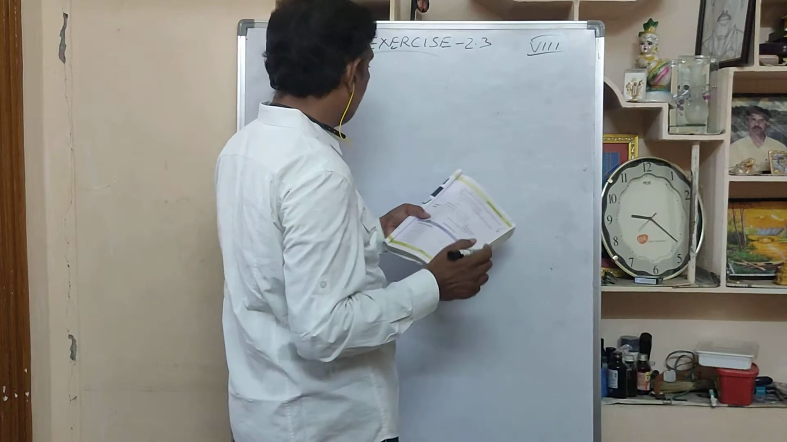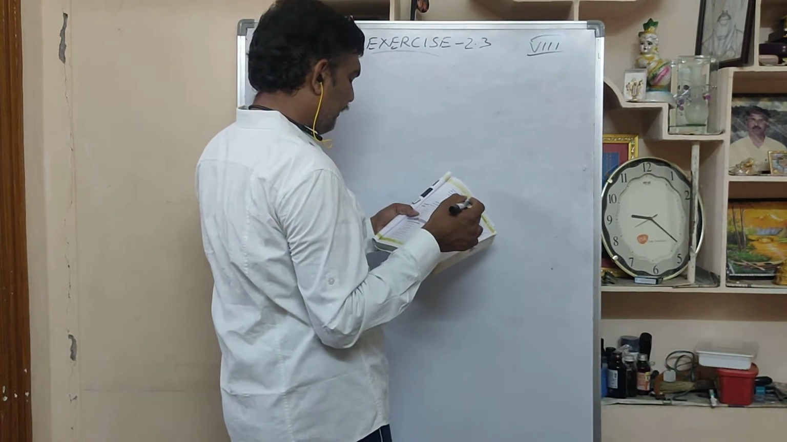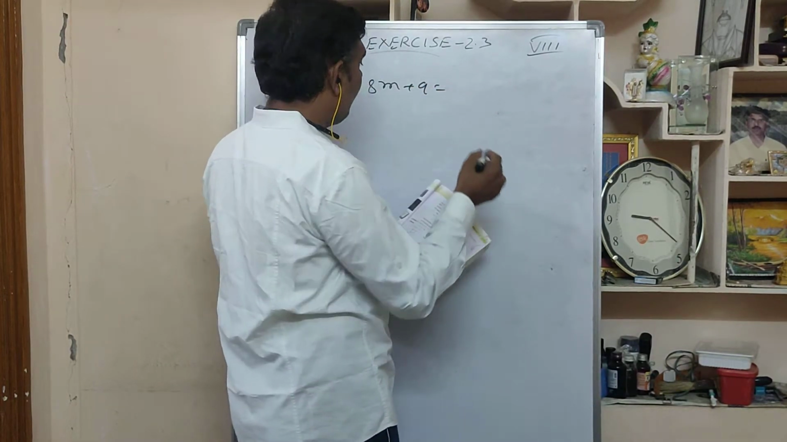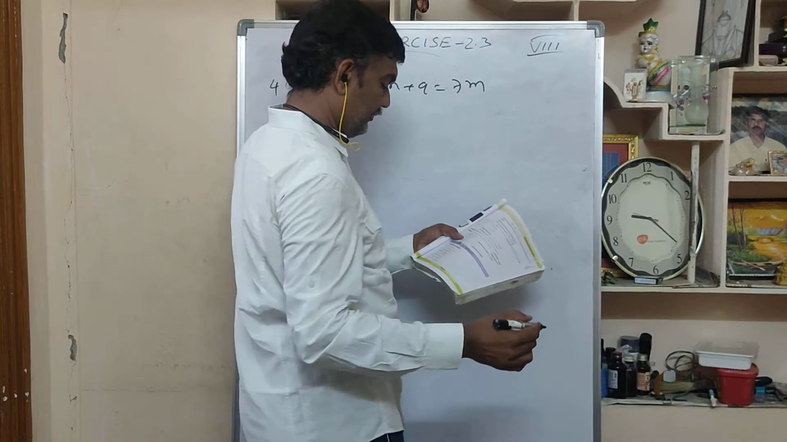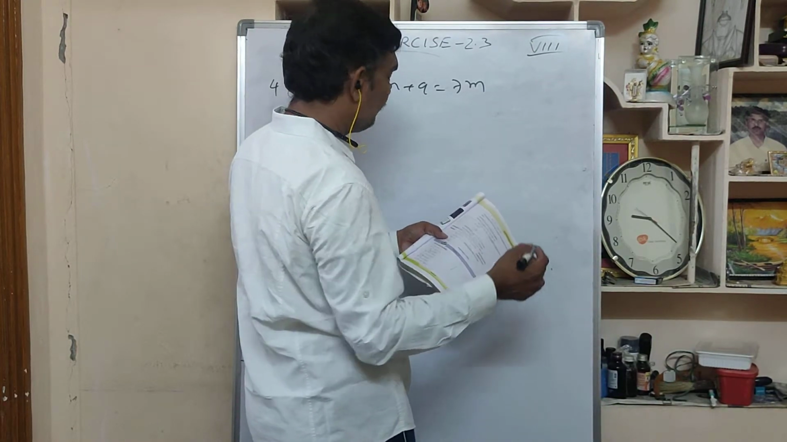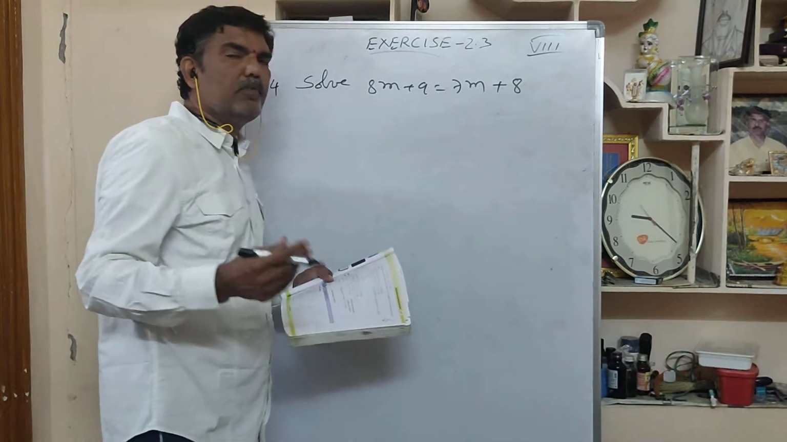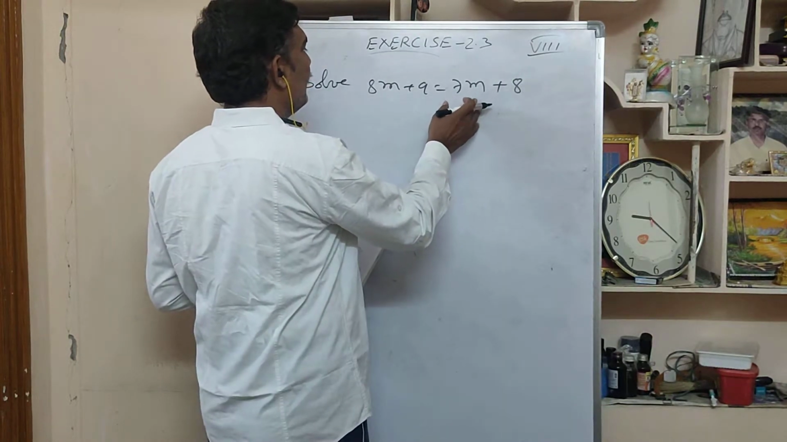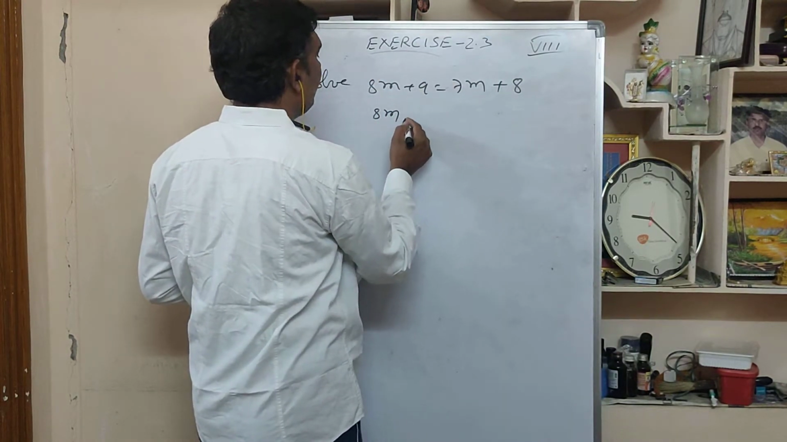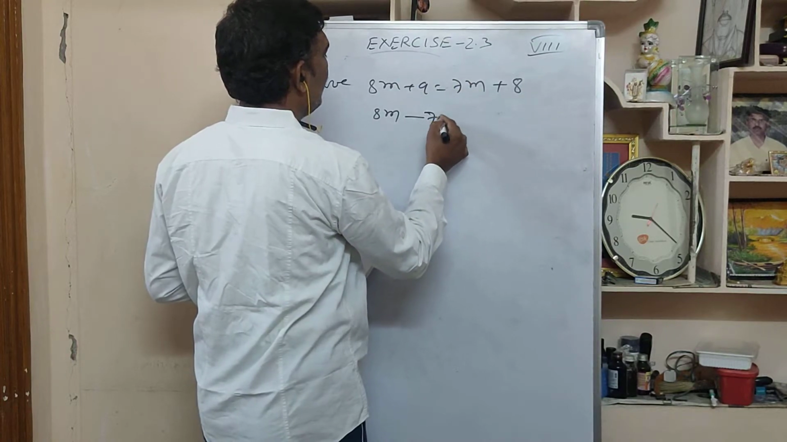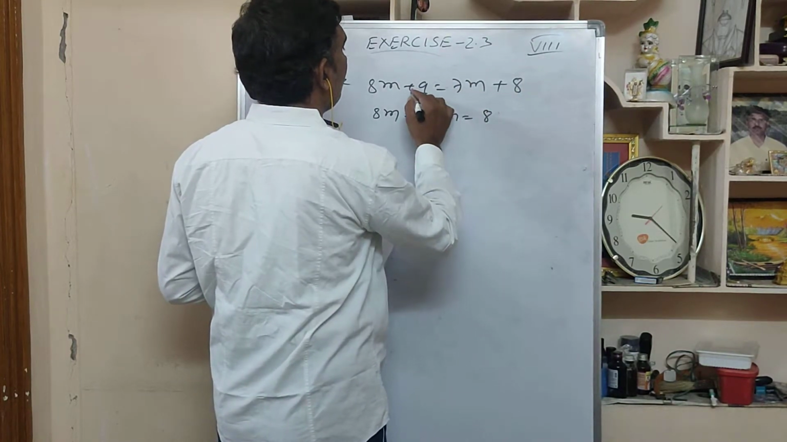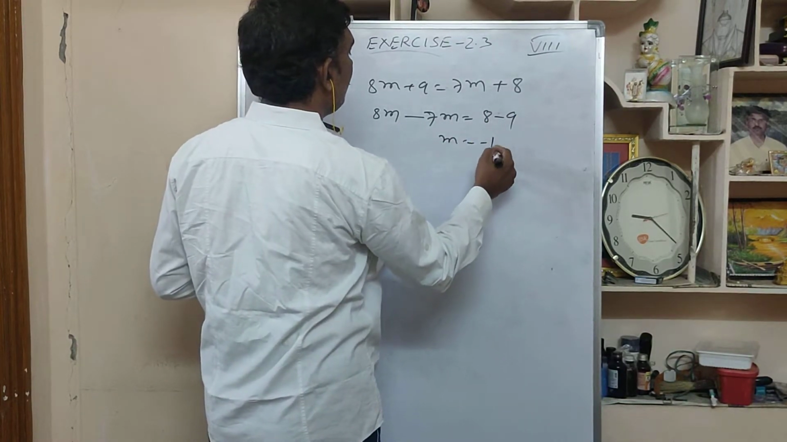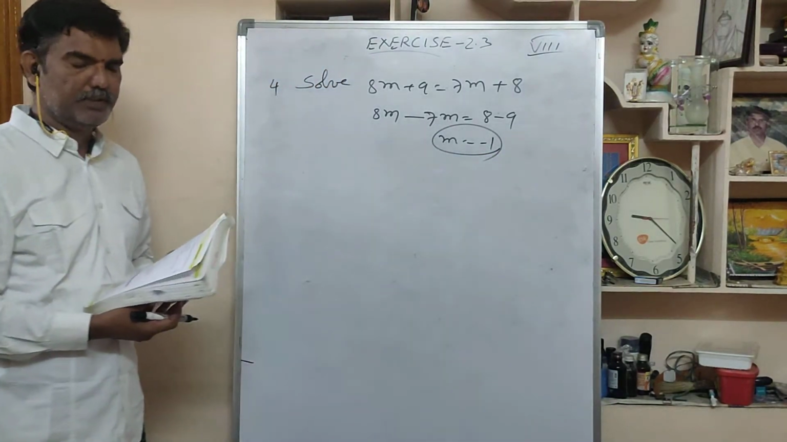Now one more question I will do, fourth question, that is: solve 8m plus 9 is equal to 7m plus 8. Same as I said to you, bring like terms to one side. 8m is there, 7m is there. Bring 7m to here. Already here is 8m, plus 7m coming to this side means minus 7m. Already here 8 plus 9, take to this side, 8 minus 9. 8m minus 7m is m. 8 minus 9 is minus 1. m is equal to minus 1.